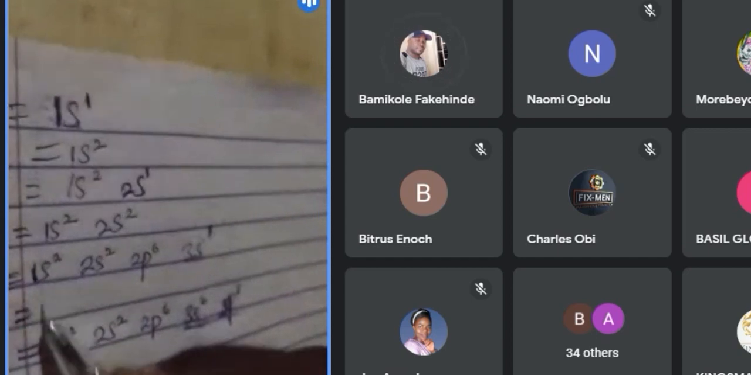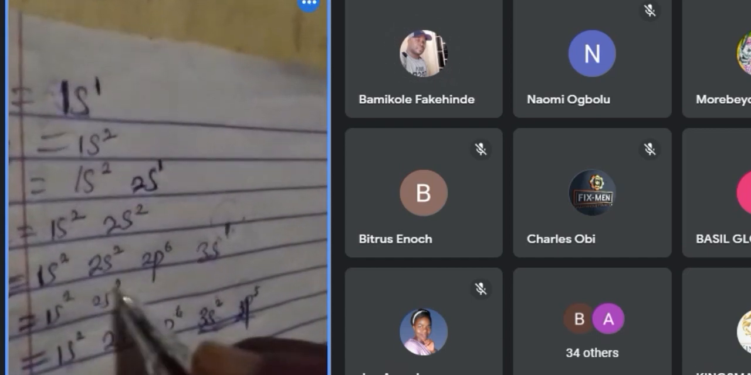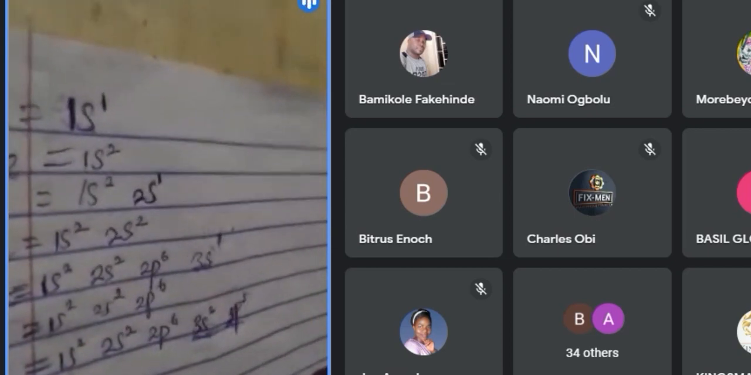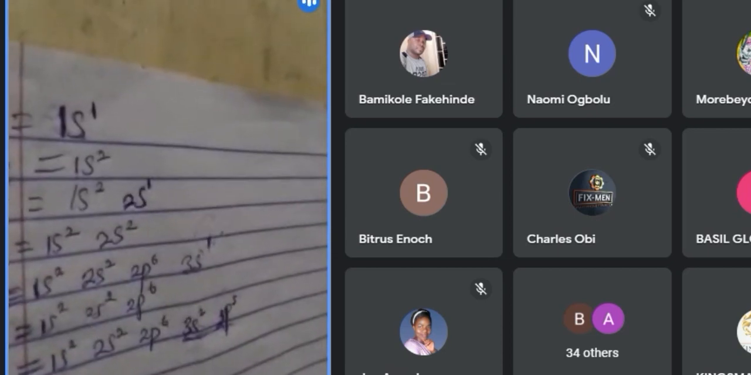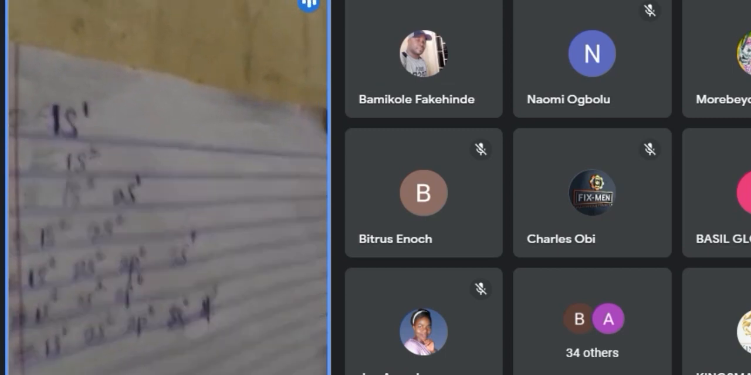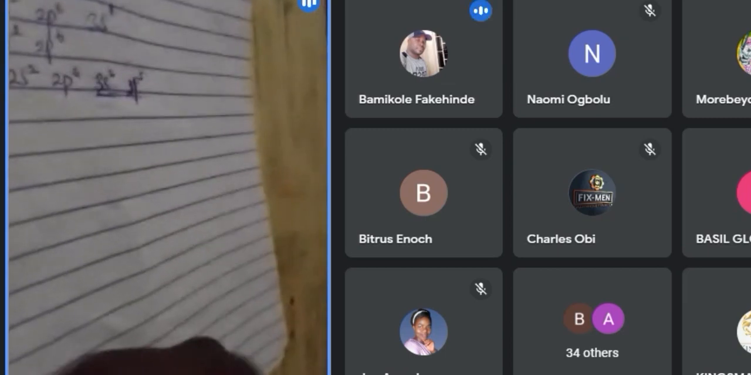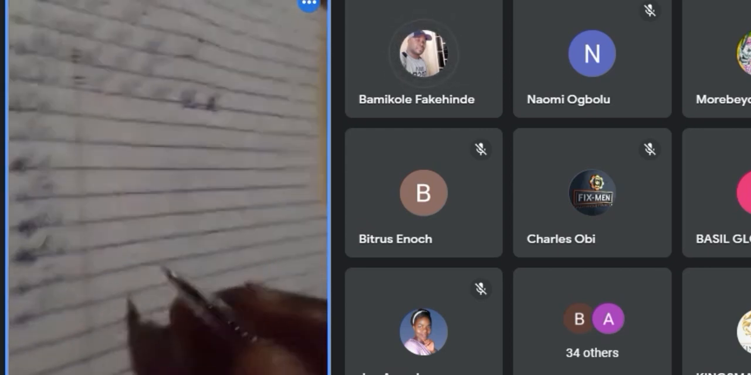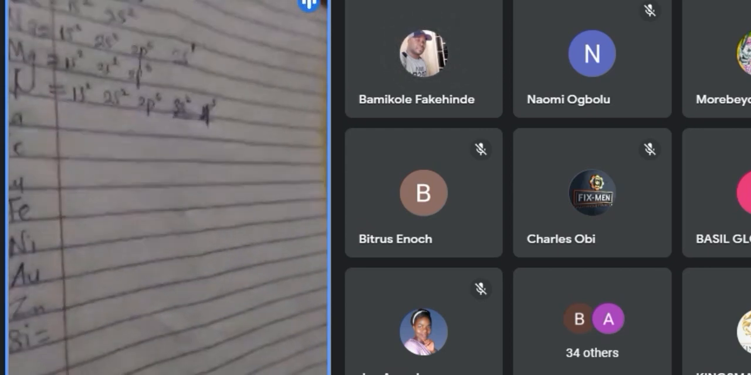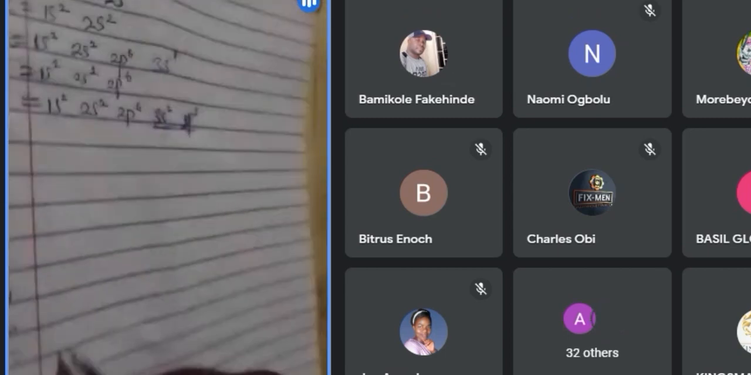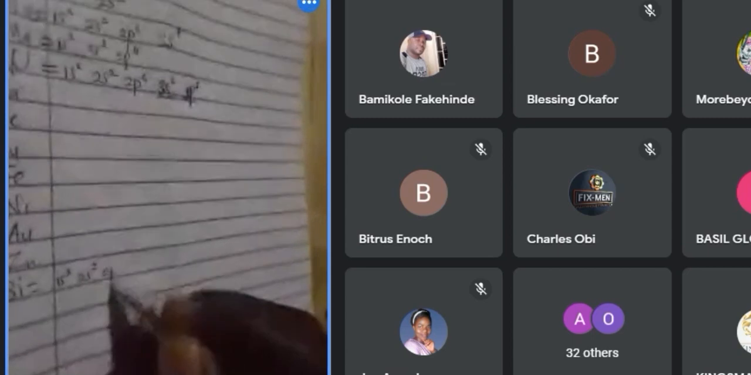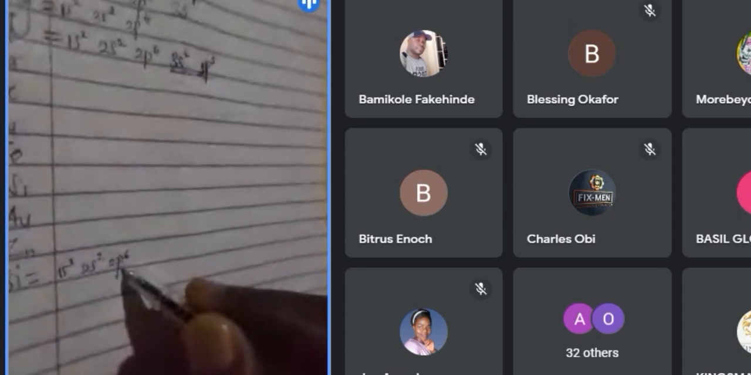Magnesium has the atomic number of 12. 1s2, 2s2, this becomes 4. 2p6, this becomes 10. Magnesium cannot go. Let me write another element here: silicon. Are you with me, Mr. Bamikoli? Yes. Another element, silicon. So I'm writing its electronic configuration: 1s2, 2s2, 2p6. This becomes 10.